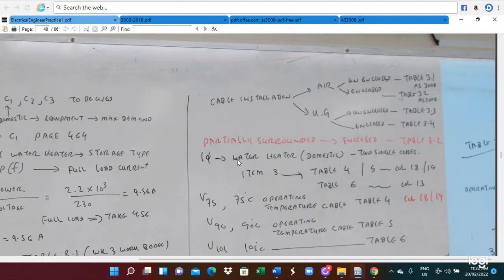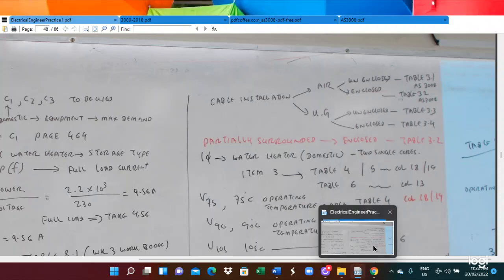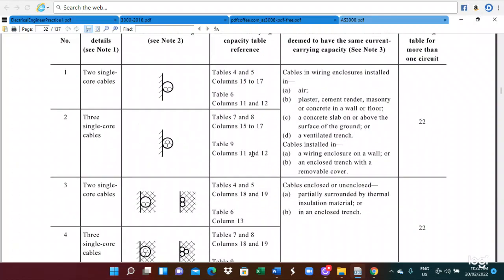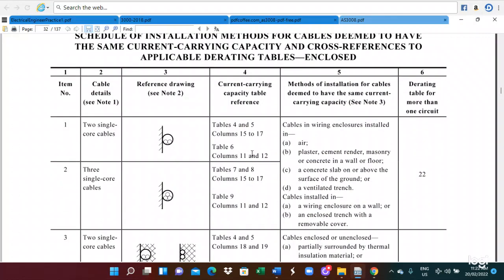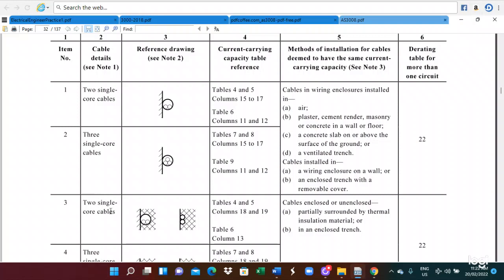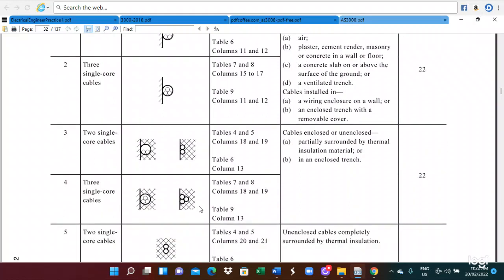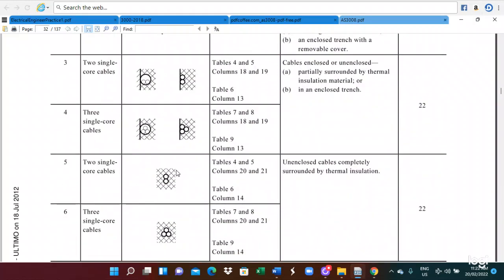So we look at Table 3.2. There are items 1, 2, 3, 4. In this case, for 2 single core cables, we have to utilize item 1. 3 single core cables are item 2. This is for the conduit, and this is for surrounded with the insulation. And 3 single core cables surrounded with the insulation. This one: 2 single core cables not in conduit is this one. 3 single core cables not in conduit is this one.